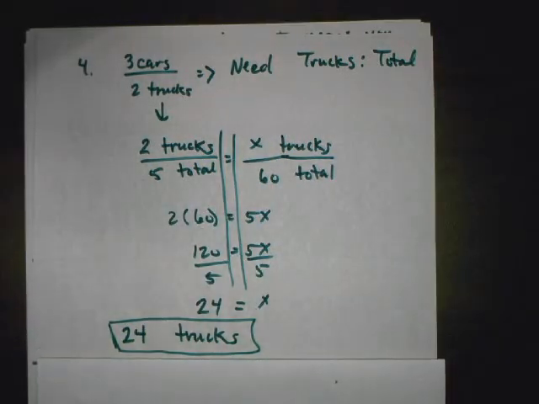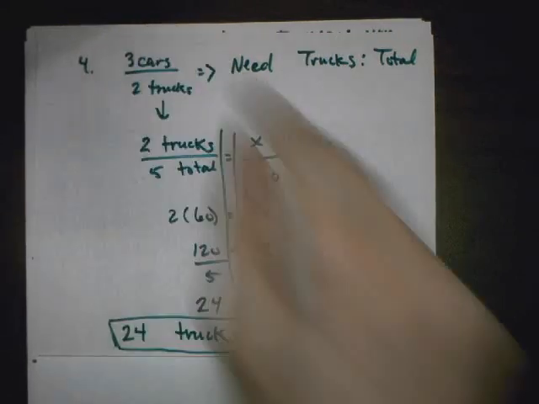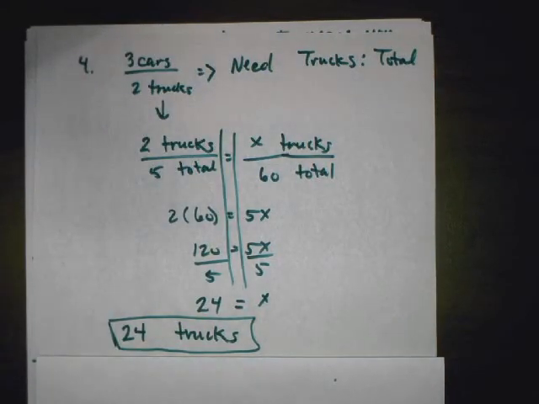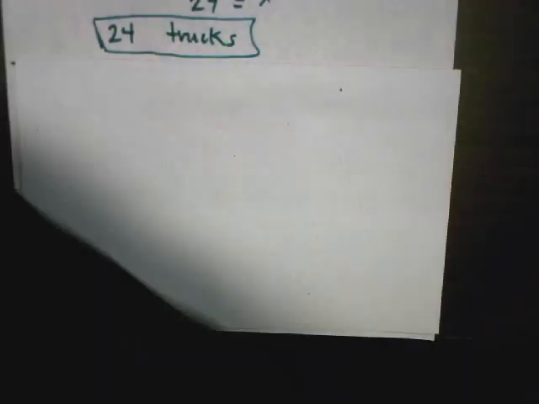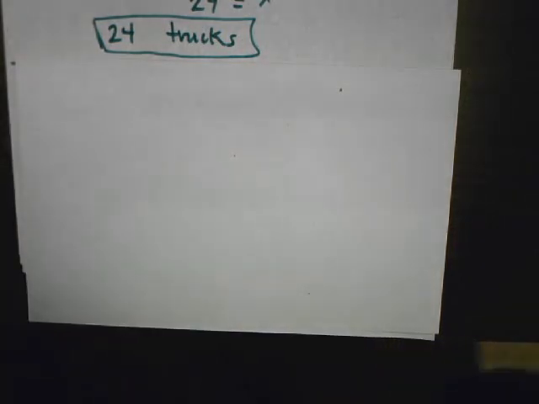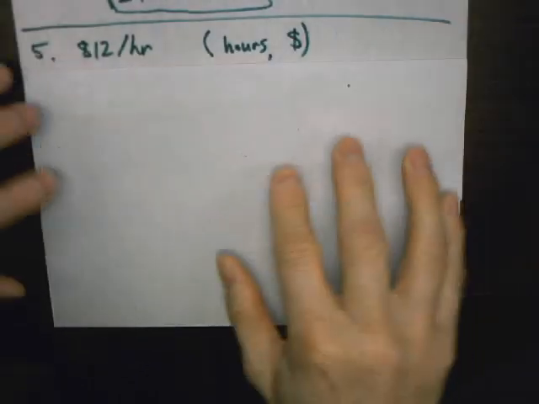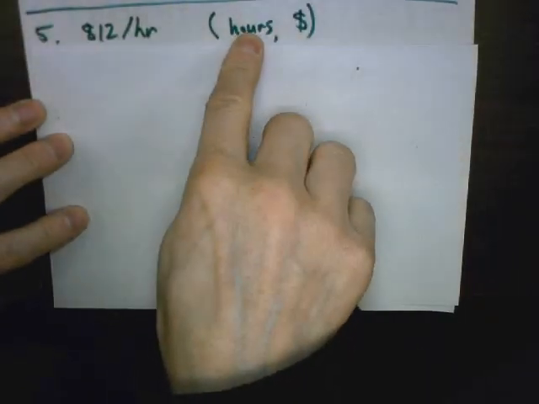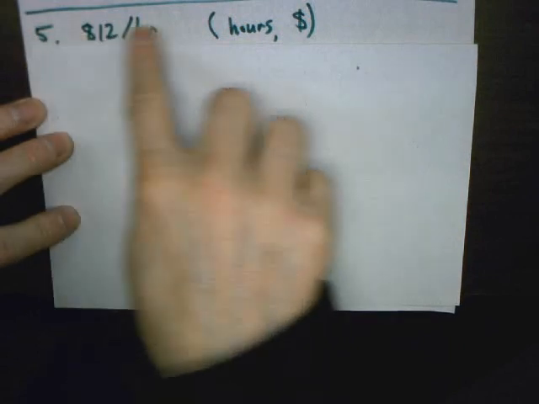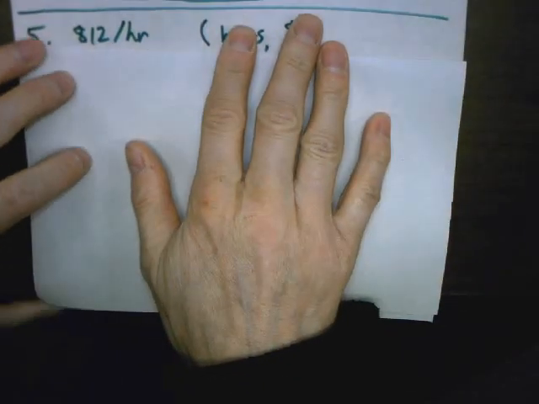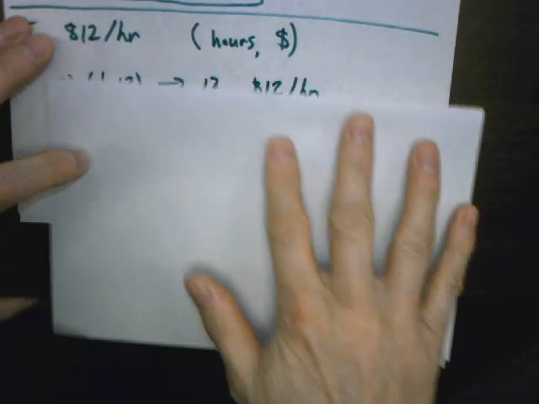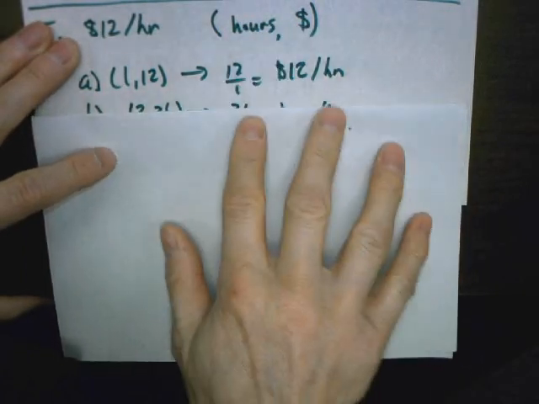There's 24 trucks if there's 60 cars and trucks total if we have a ratio of 3 cars to 2 trucks. Number 5 says, Juan earns $12 per hour. Which of these ordered pairs would not appear on the graph? Okay, so this is a proportional relationship, because if he doesn't work, he makes no money. So hours is X, time is always X unless they tell you otherwise in the problem. Time is always X, money is always Y. Okay, because money depends on time.